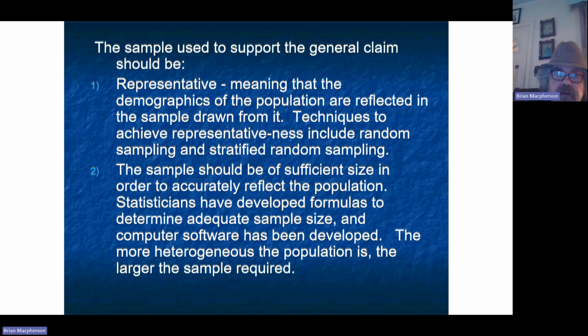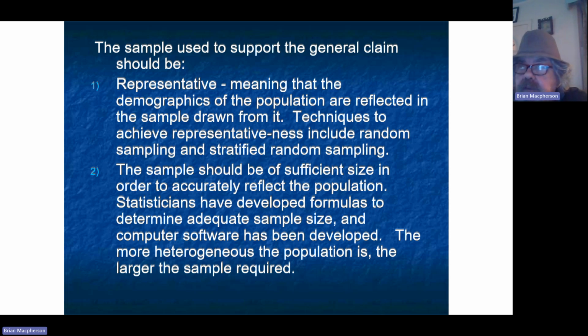Something else too is that the sample should be of sufficient size in order to adequately reflect the population. The bigger your sample, the greater the probability that your sample will be representative of the population, right? And there are formulas out there. This is beyond our scope in this course, but there are formulas out there to determine whether or not you have a big enough sample, right? And so the more heterogeneous the population is, the larger the sample required.